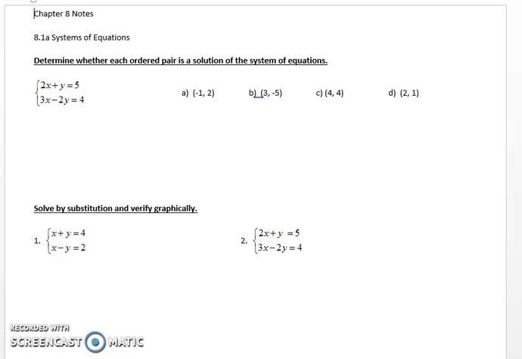All right, in Chapter 8, we are going to be looking at how to solve systems of equations. So we're going to review some concepts that you've seen in Algebra 2, and here we go.